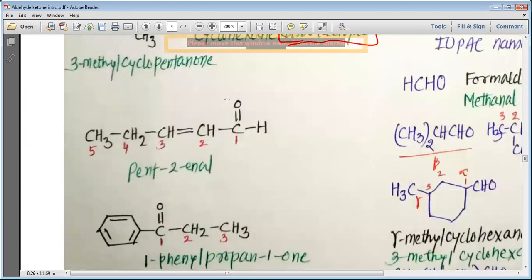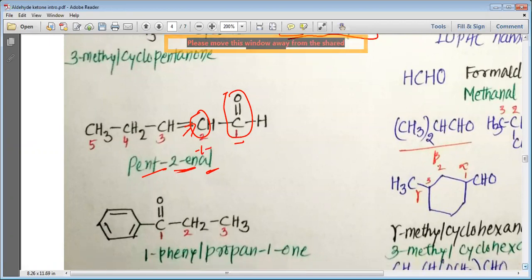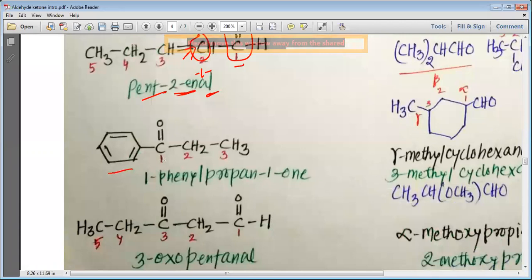You can see this carbon of the carbonyl group is given priority. It's number 1, 2, 3. On the second carbon we have a double bond. So 2-en, 1-al, and 5 carbons, pent. So it is pent-2-enal, or you can even add 1 here and call it pent-2-en-1-al. In the same way, my dear students, we can move forward. You can see here the phenyl group is bonded. This carbon is given the priority and number 1. So it's 1-phenyl, and 3 carbons. So it's 1-phenylpropanone.